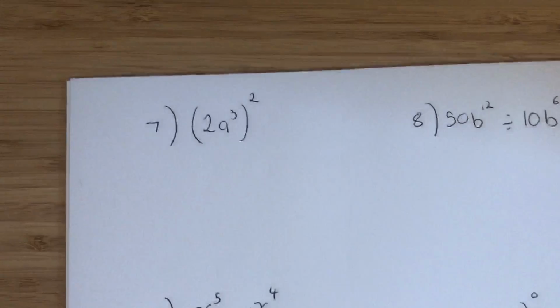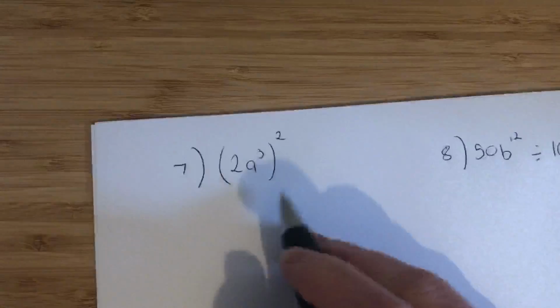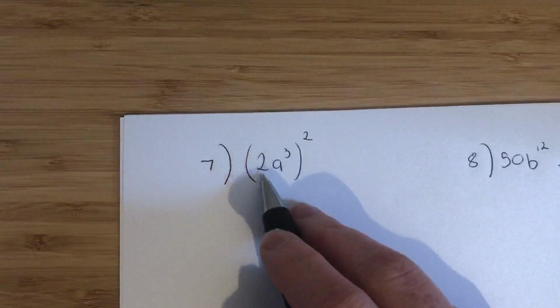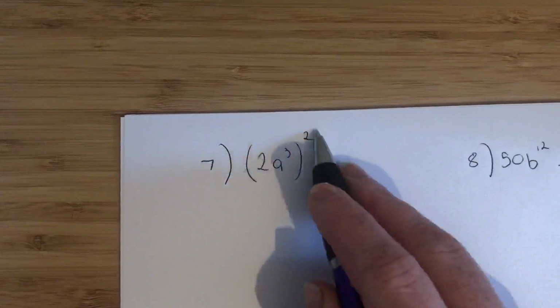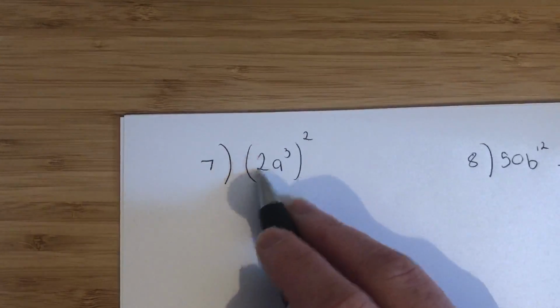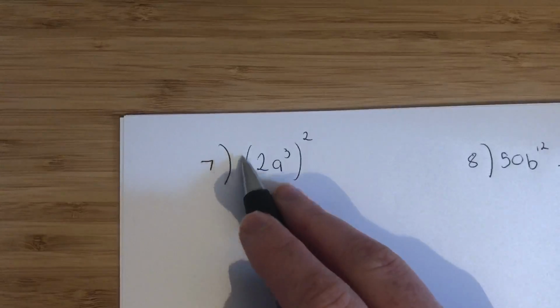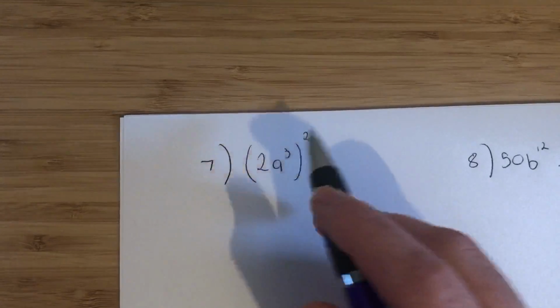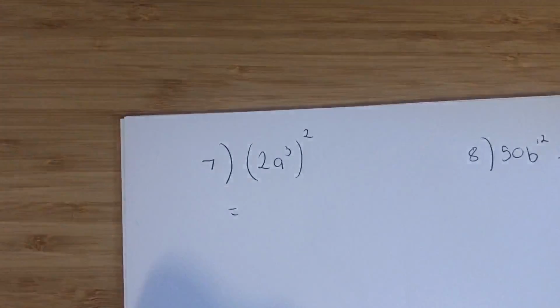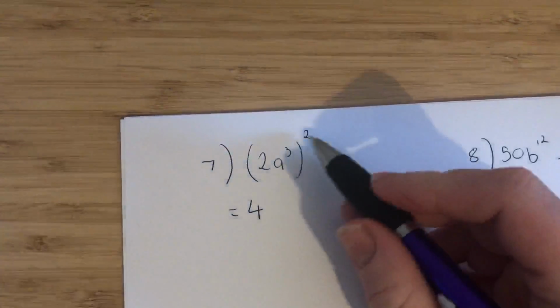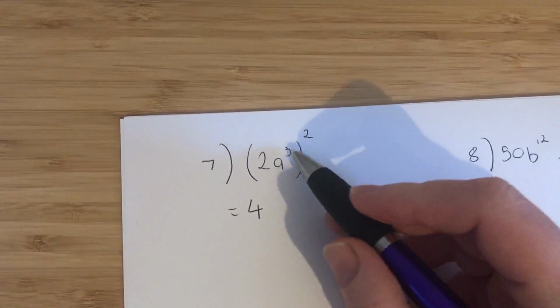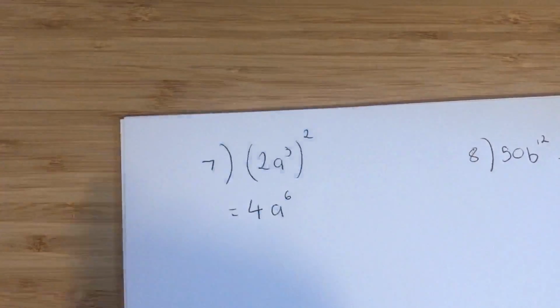All right, let's look at a few more. So we've got a different situation here because, as well as the a cubed being squared, we've also got this 2 there. So make sure that you also square the 2. The 2 is squared and the a cubed is squared. Because the 2 is inside the bracket, if the 2 was outside the bracket, it would only be the a cubed that was being squared. So 2 squared is 4. A cubed to the power of, or squared, power to a power, multiply the powers, a to the power of 6.